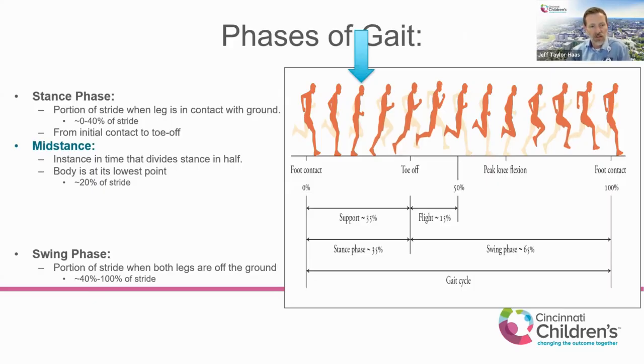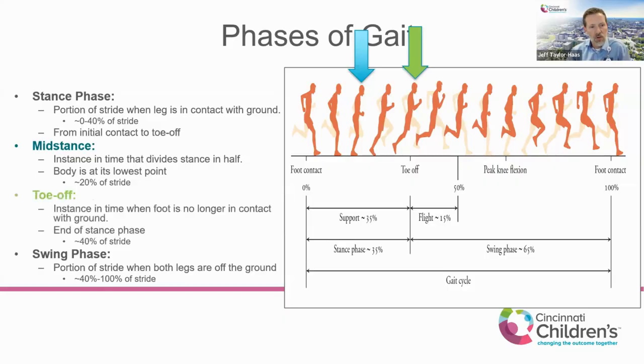And at this part of the gait cycle, this is when our body is at its lowest point, or when the center of mass is at its lowest. And this is approximately 20% of the total stride cycle. And then toe off is that instance in time when the foot is no longer in contact with the ground. And this occurs at the end of our stance phase, which is roughly 35 to 40% of the stride cycle.